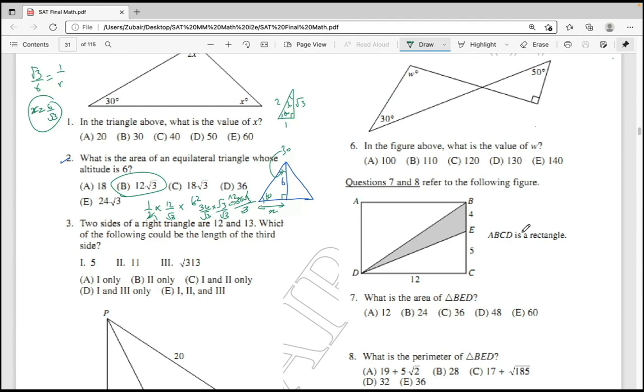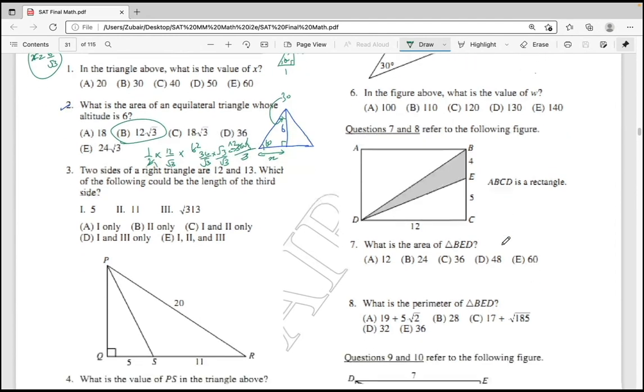Some students prefer to use sine, cos, tan. Yes, we did use sine cos. Okay.